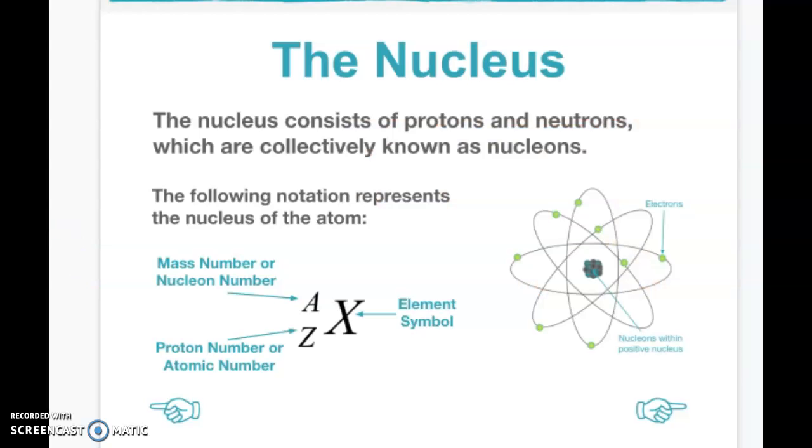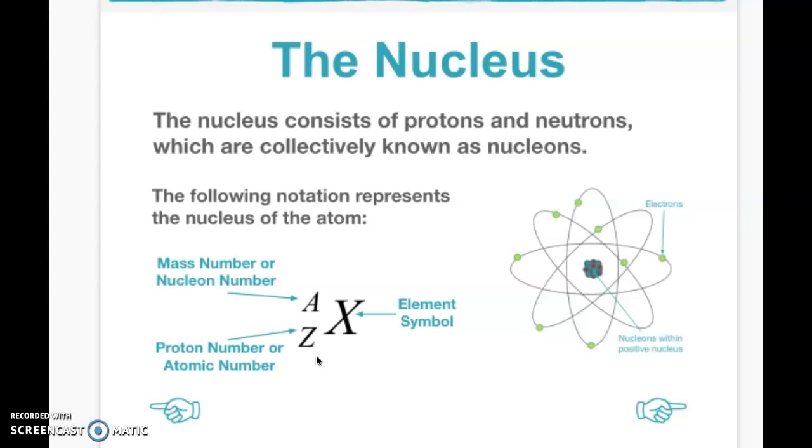So first, just to quickly review the nucleus. The nucleus in this traditional form would contain protons and neutrons. In physics, we refer to those protons and neutrons as nucleons because they live in the nucleus. And we would place those here in this notation. This is referred to as the mass number in chemistry, but in physics, we call it the nucleon number.